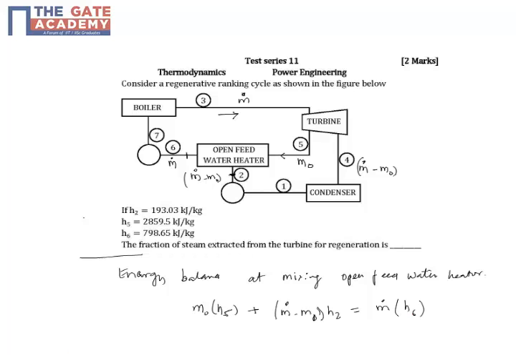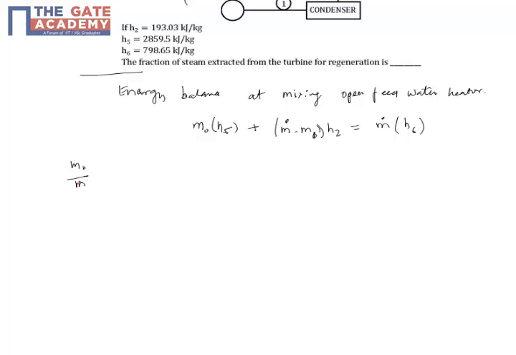Okay, now what we need to find is the fraction of the stream that is extracted. So basically m naught by m dot, all these are dots because these are flow rates. Okay, so if I divide with m dot, let's call m naught by m dot as x. So if we divide with m dot, this becomes x into h5 plus 1 minus x into h2 is equal to h6. Now h5, h2, h6: 2 and 5 are the entry points of the mixing, 6 is the outcome.